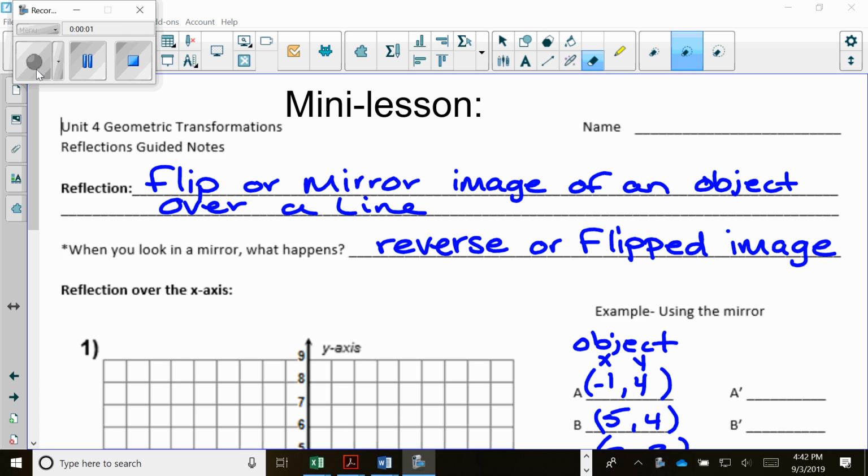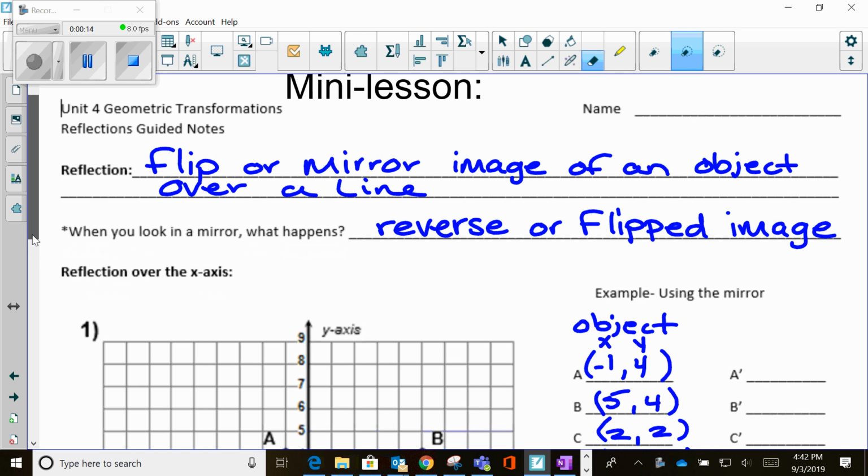We're going to be talking about reflections. A reflection is a flip or a mirror image of an object over a line. When we look in the mirror, what happens? We have a reversed image or a flipped image of what we're looking at.